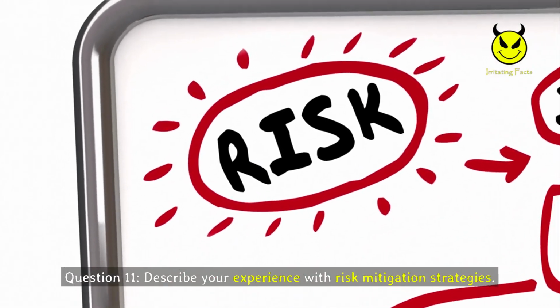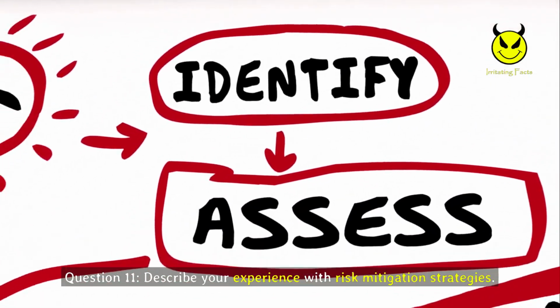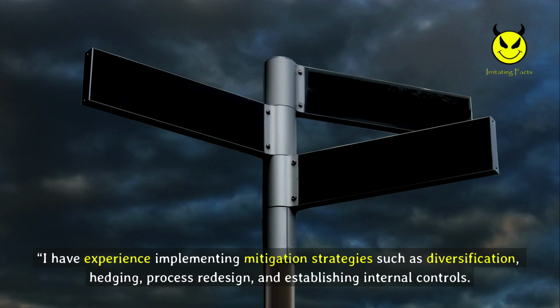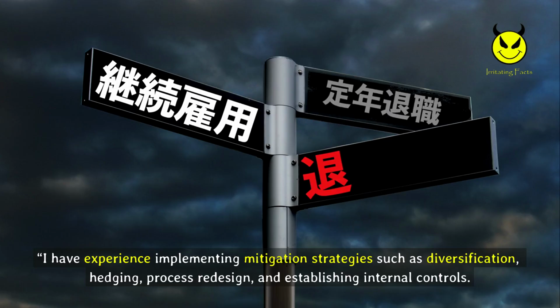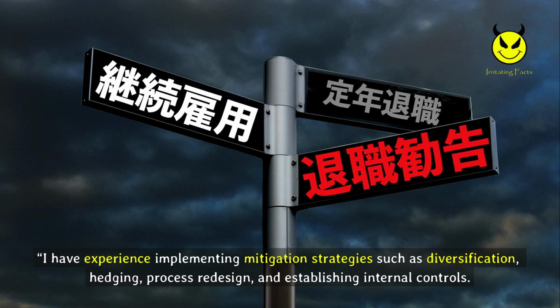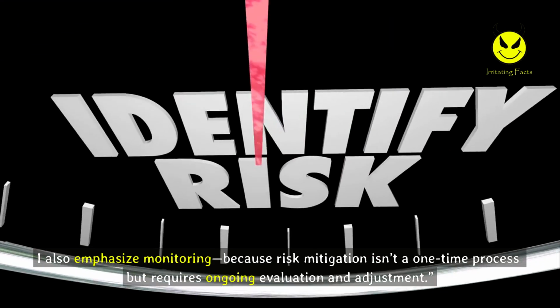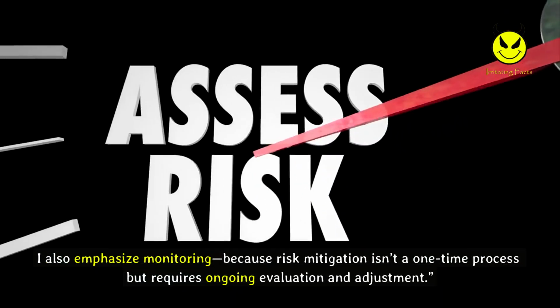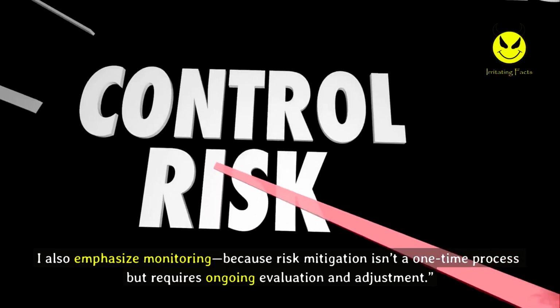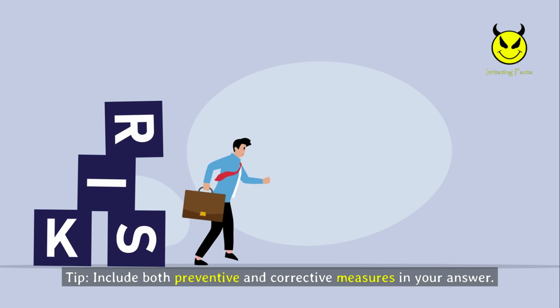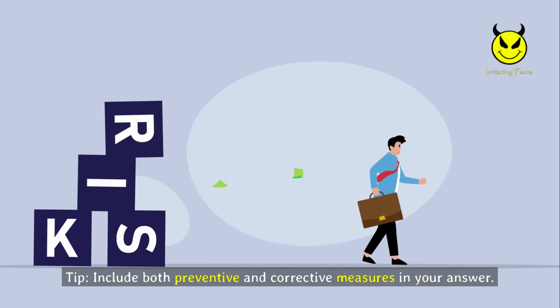Question 11. Describe your experience with risk mitigation strategies. Here's how you can answer. I have experience implementing mitigation strategies such as diversification, hedging, process redesign, and establishing internal controls. I also emphasize monitoring, because risk mitigation isn't a one-time process but requires ongoing evaluation and adjustment. Tip: include both preventive and corrective measures in your answer.